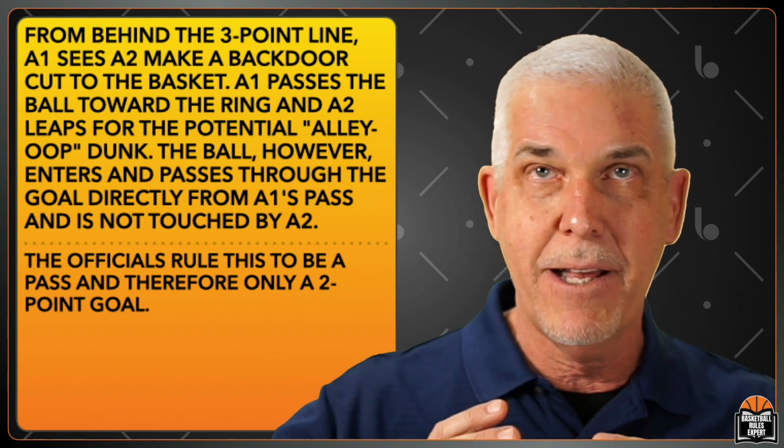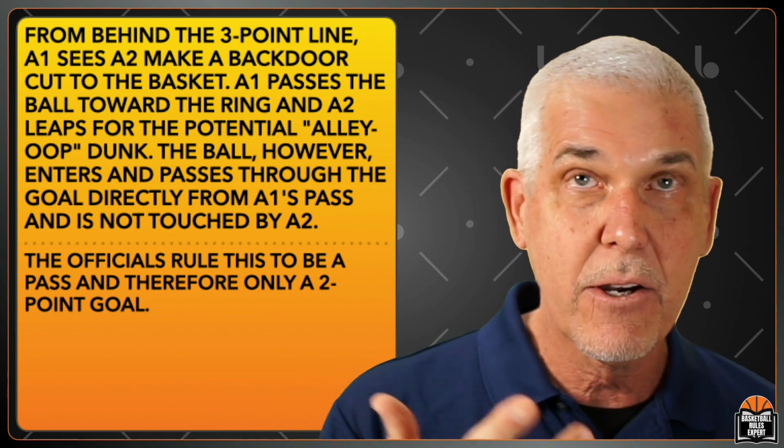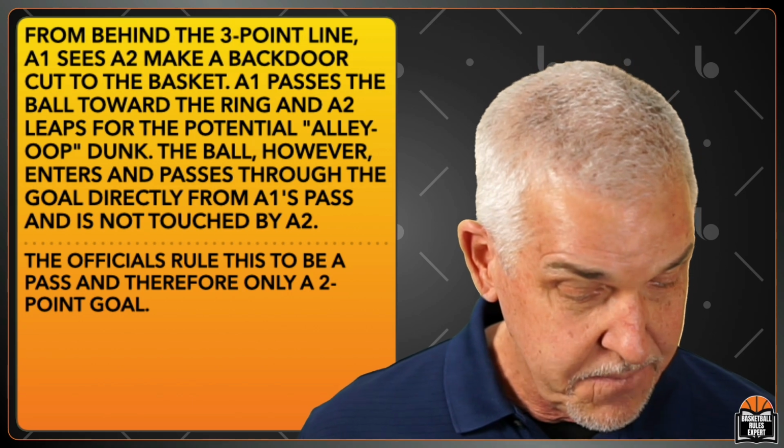It's clear, the player throws basically a chest pass for this alley-oop. Player goes up for the dunk, but the ball instead, without the player touching it, passes through the basket. The officials say, well, that was not a try for goal. We are only going to score 2 points. Are the officials correct? Yes or no, right?